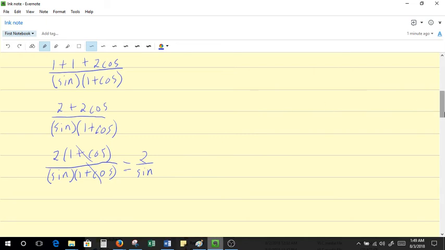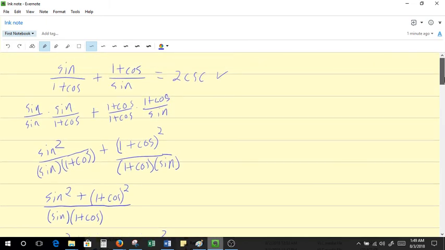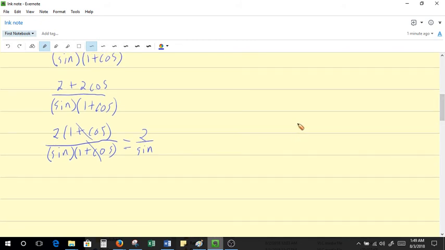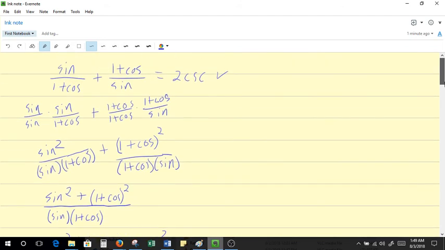I can't get it any further than that, so let's see what our original was. 2 cosecant. Okay. 1 over sine is equal to cosecant, so that means that this is equal to 2 cosecant. And we are done.